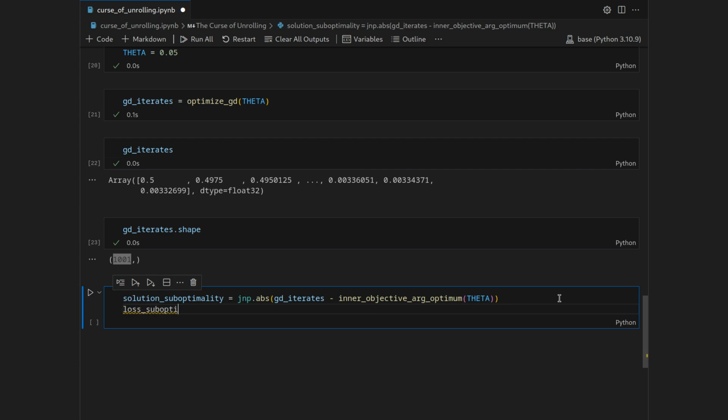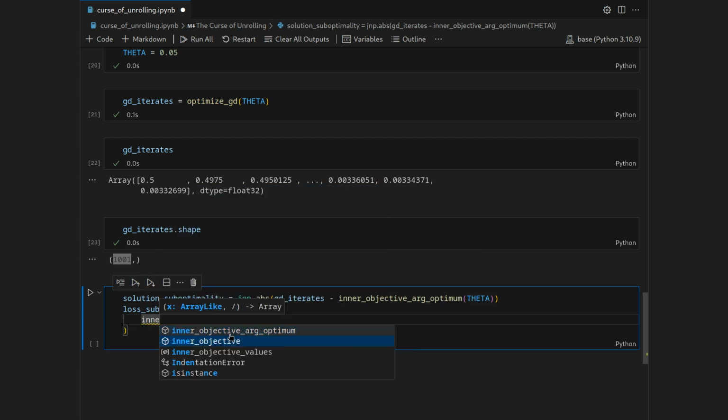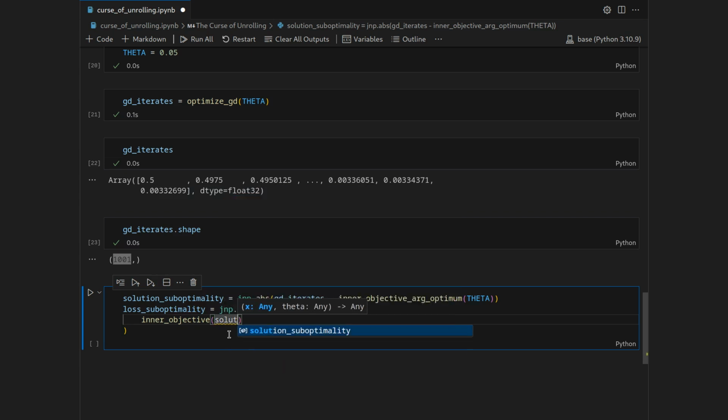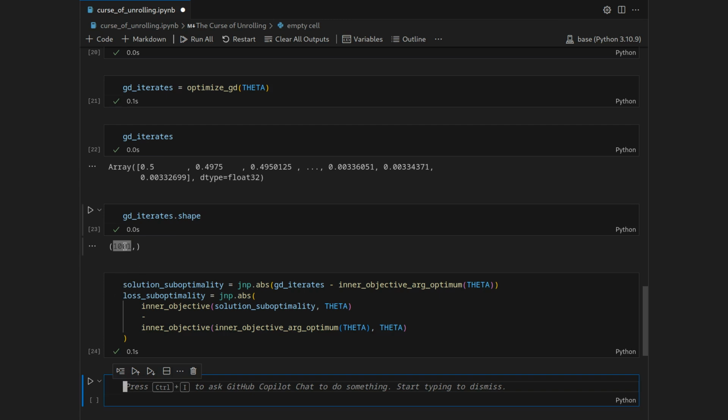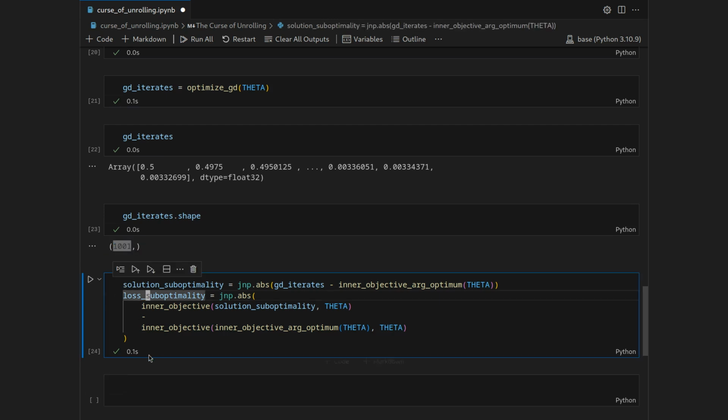We can also compute the loss suboptimality. So here in that case, we have access again to the analytical optimizer, and we can also see the difference there is in the loss. So we can basically say jnp.absolute of the inner objective evaluated at the solution suboptimality together with the fixed theta value, and then we subtract the inner objective evaluated at the inner objective arg optimum at theta together with theta. And now we basically have two 1001 dimensional vectors that we can plot.